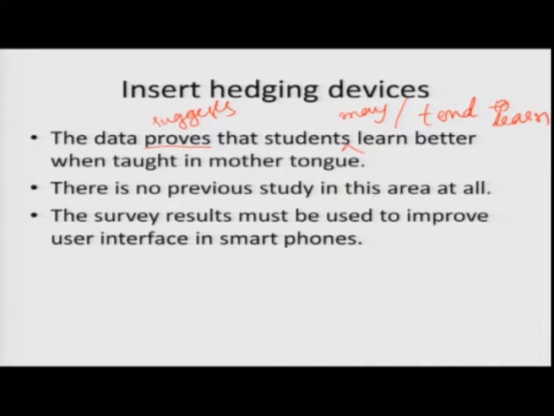There is no previous study in this area at all. Say you have done a review of previous research, you are trying to justify your study. So, it may be true that there has not been any study, but it is possible that there was some study in some part of the world, but you have not found it. So, you cannot be so sure that there has not been anything in this area of study. So, you have to be cautious.